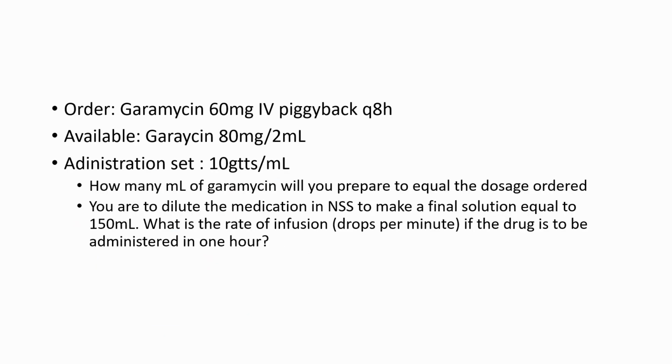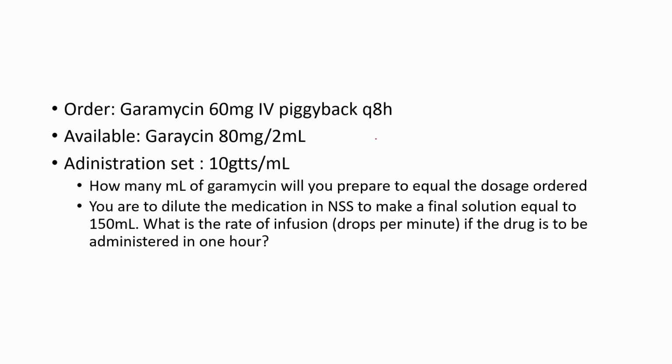Next. The order is garamycin, 60 milligrams IV piggyback every 8 hours. What's available is garamycin, 80 milligrams per 2 ml. And the administration set is 10 drops per ml. We have two questions. How many milliliters of garamycin do you need to prepare to equal the dosage ordered? And if you are to dilute the solution in NSS to make a final solution of 150 ml, what is the rate of infusion in drops per minute if the drug is to be administered within 1 hour?